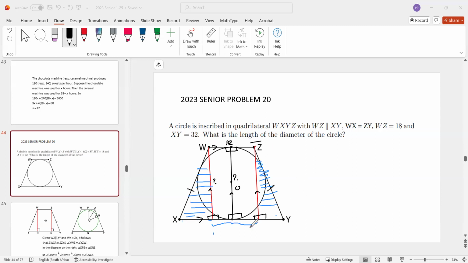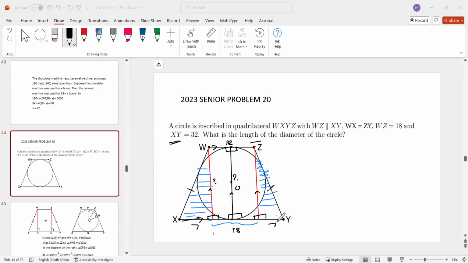So in this rectangle, this has to be 18 here. The opposite sides of a rectangle are the same. And we know that the entire line is 32. It's given that XY is 32. And we just saw that these two have to be the same because they are sides of two congruent triangles. So these two blue triangles are identical in every respect. So this will be the same. And the entire line is 32. So these two add up to 14. So each one will have to be 7.